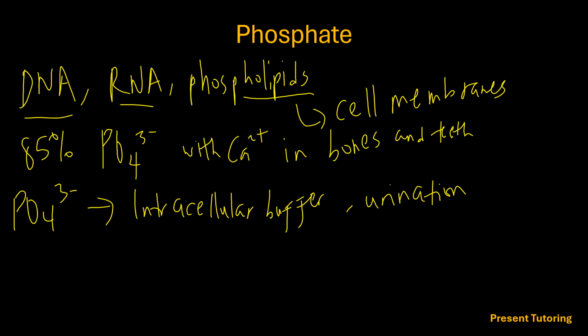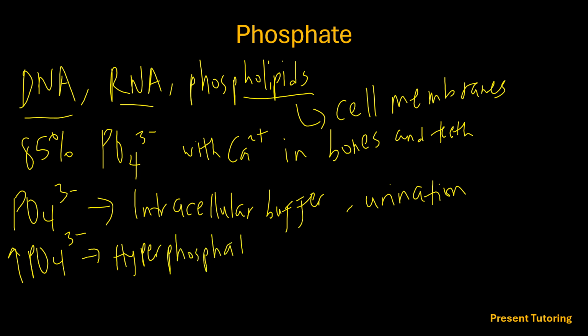We have the two levels of phosphatemia. You can have excess phosphate in the blood, and that is called hyperphosphatemia. You can also have low phosphate in the blood. That is hypophosphatemia.